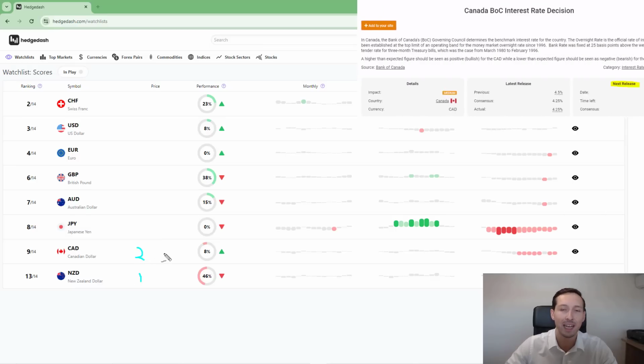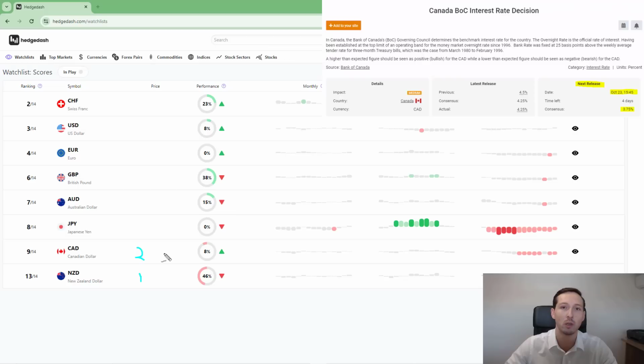Now, we do have the Bank of Canada coming up next week as well. So I'm only going to be looking at Canadian dollar shorts after the Bank of Canada interest rate decision, because the markets tend to correct into the event itself. In this case, we have the Bank of Canada. So specifically next week, the Canadian dollar markets are likely to correct into this and do nothing. So we're going to be looking at Canadian dollar shorts in today's video, but after the interest rate decision next week.